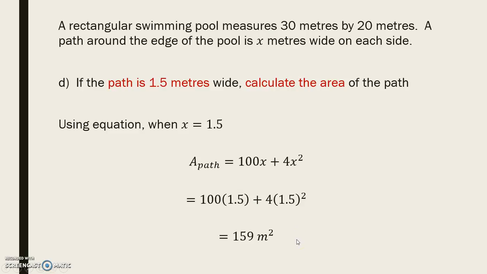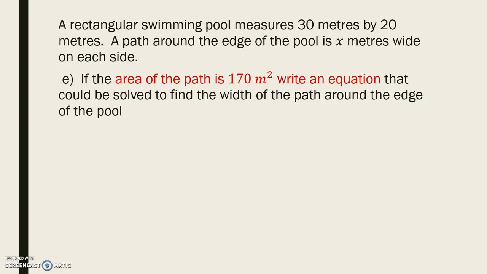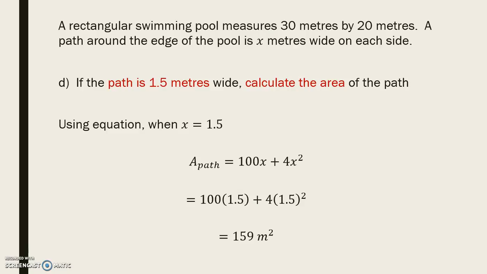Does that seem reasonable? Well, from the diagram, it looks like it's going to be a lot less than the area of the pool, which is 600. So it does seem reasonable. Let's just go back to that for a second. If our answer came to 700 square meters, it doesn't look like it's the area of the pool, so maybe we've made a mistake there.